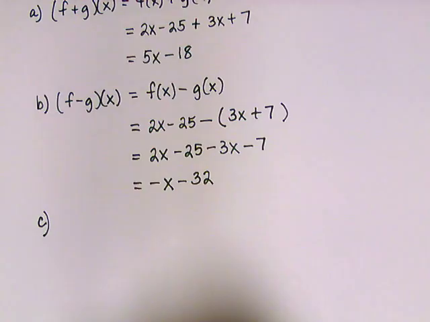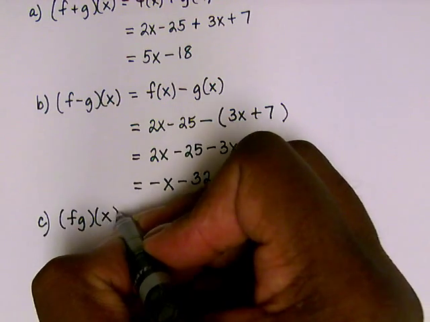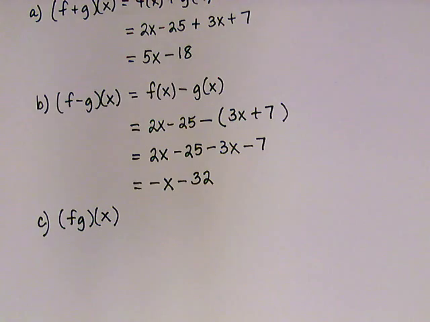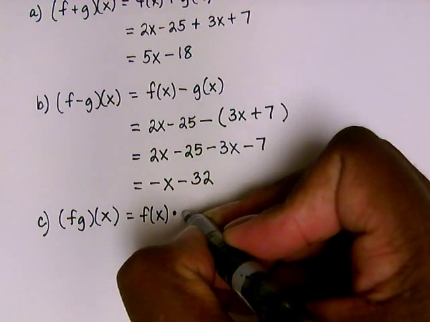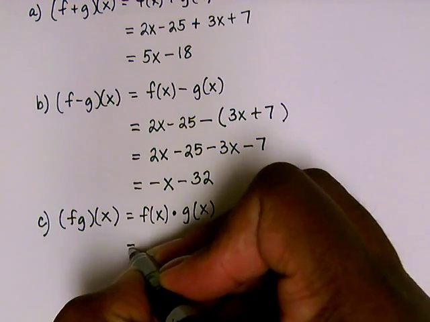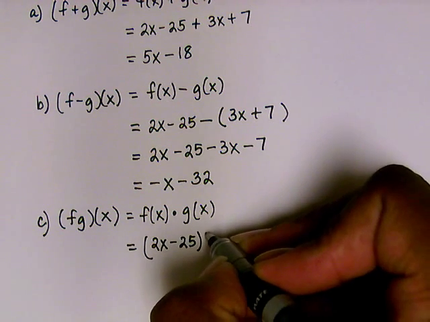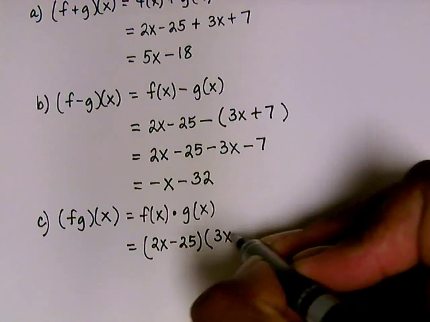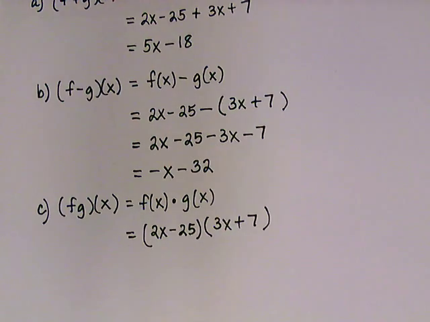Now part C is the product. On your review sheet, it just says f times g of x, they use the times sign, but it'd be better to just say fg of x, which is the same as f of x times g of x. So here I'm finding the product of those two functions. F of x is 2x minus 25. G of x is 3x plus 7. Now we're going to multiply that using the FOIL method.